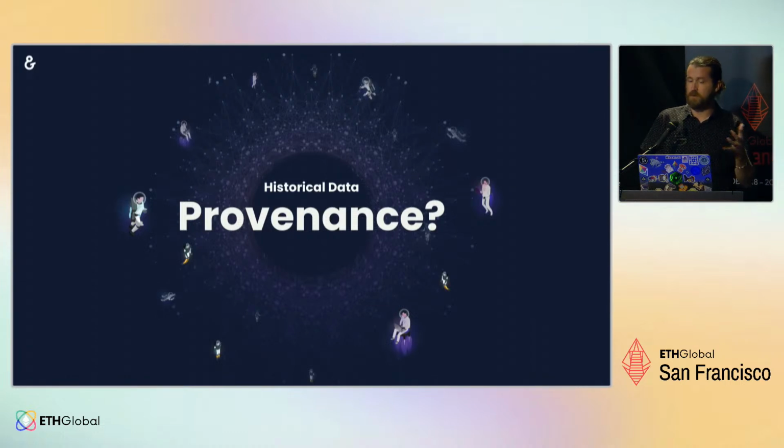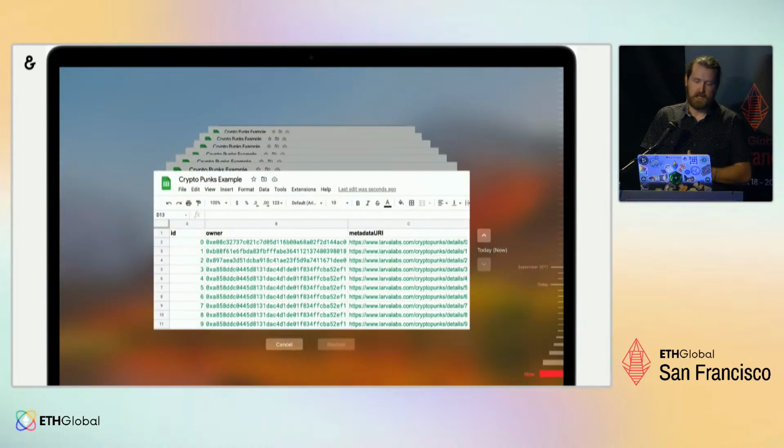We also have this problem with provenance. How do we get historical data from the blockchain? How do you know what exact block number someone sold their punk to another owner or transferred it to an exchange or whatever it is? There's no way to get that information, right? So what we really want is something like a time machine where we can go back in time and see historically.